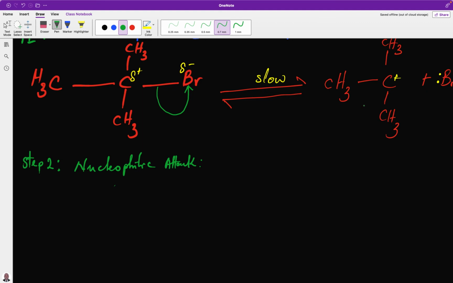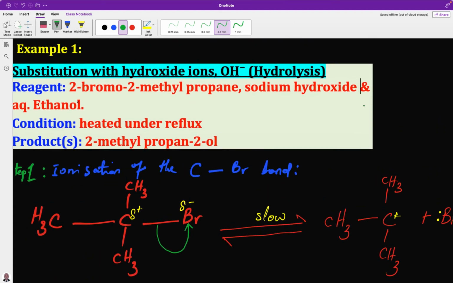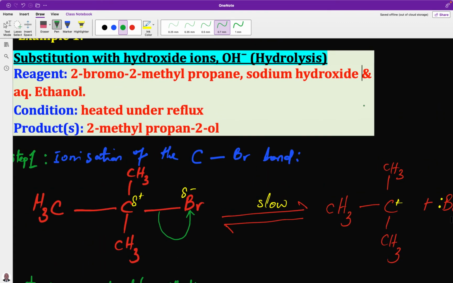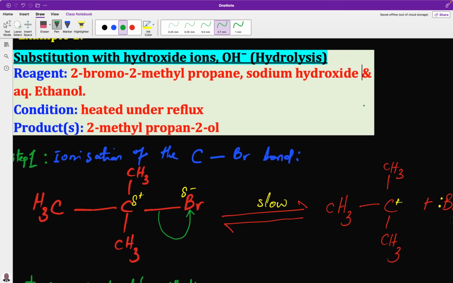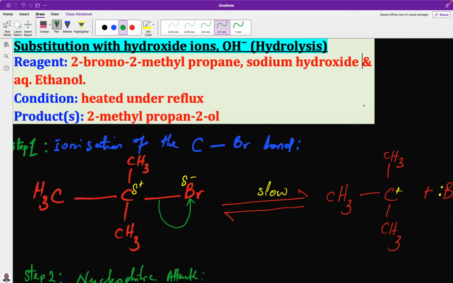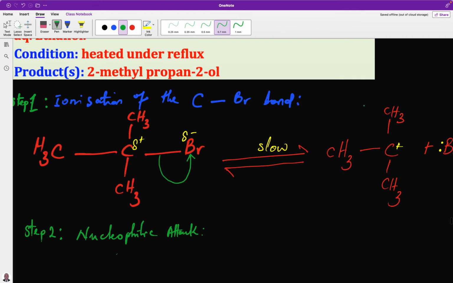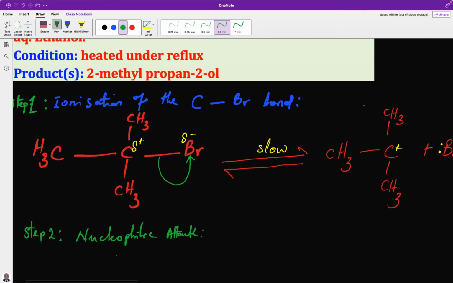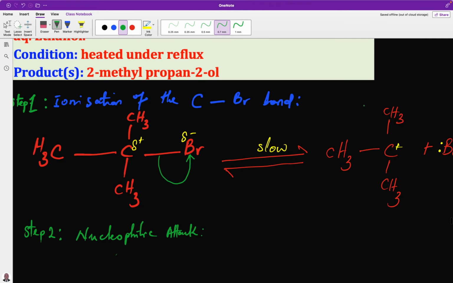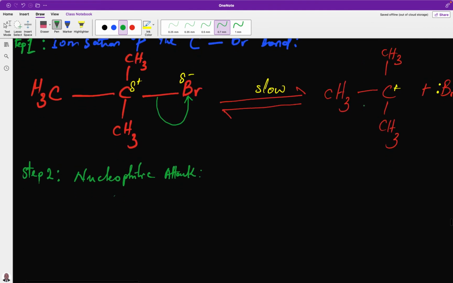And we said we are substituting using what? We are substituting using our hydroxide. Substitution with hydroxide ion. That comes from sodium hydroxide. When sodium hydroxide ionizes in water, it gives a hydroxide ion. That hydroxide is the one that is going to substitute. It is acting as a nucleophile because it has a lone pair of electrons on the oxygen. So this is what happens.